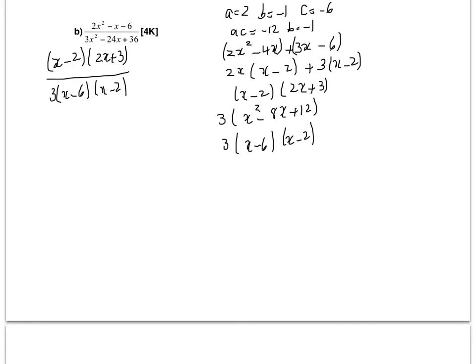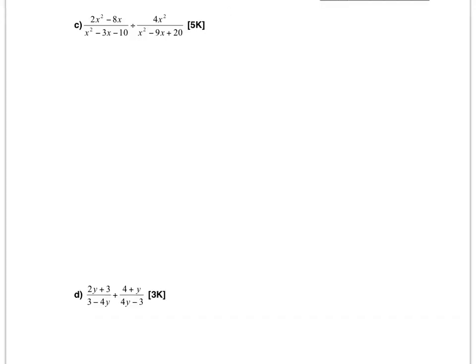Now, before I simplify any term, I'm going to write the restrictions. You can see that the denominator can only be 0 when x is 6 and x is 2, so I can say that x cannot be equal to 6 and 2. Now I can safely cross out x minus 2, and I'm going to end up with 2x plus 3 over 3 times x minus 6, and x cannot be equal to 6 and 2.